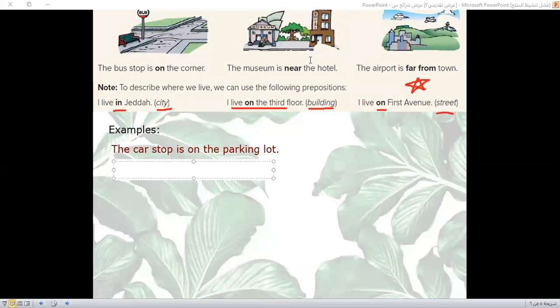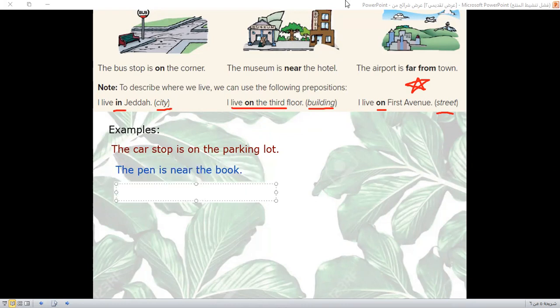What about near or far from? Teacher, can I try? Yes, please. The pen is near the book. The pen, yes, is near the book. We can say that. I'm now saying the location of the pen. Thank you so much, Farah. What about far from? You're welcome.